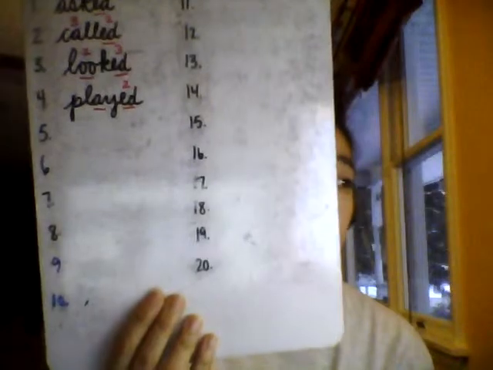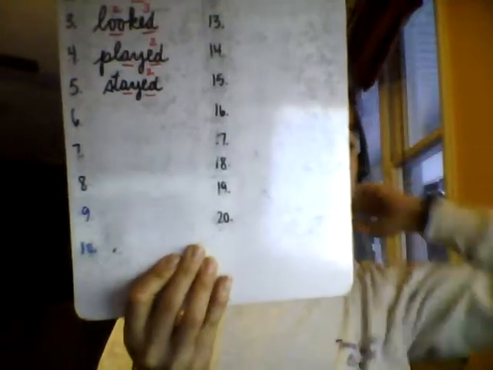Number 4, played. The past tense of to play. We played board games at the coffee shop. Played. Think to spell play, one syllable. P-L-A, and add ed. Spell played out loud. P-L-A-Y-E-D. Played.